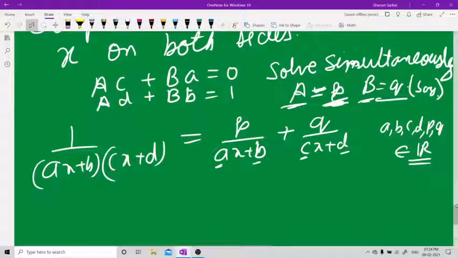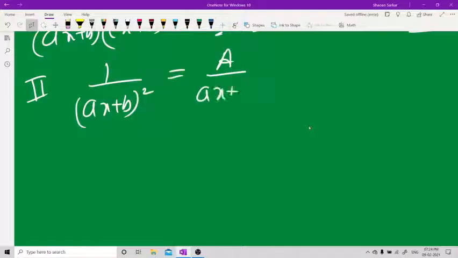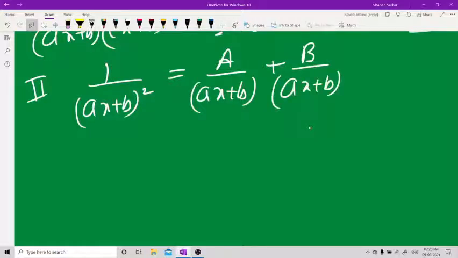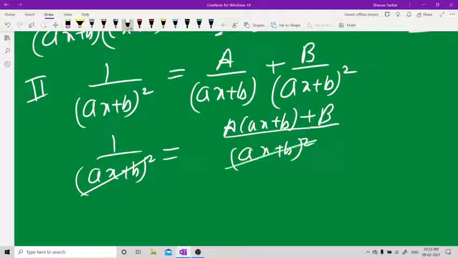Second type of partial fraction. Suppose I have 1 upon (ax plus b) whole square. So what I have to do? Write A upon ax plus b plus B upon (ax plus b) whole square. Then take LCM: A(ax plus b) plus B equal to 1 upon (ax plus b) whole square. Cut this out.